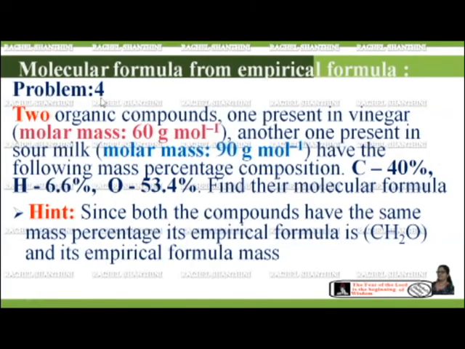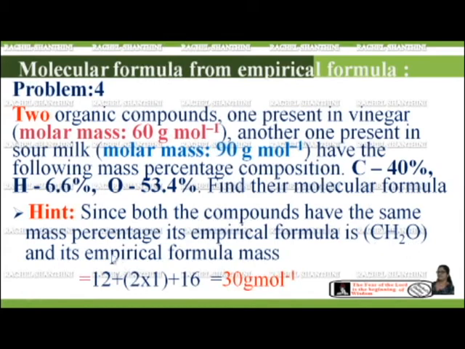Problem number 4. In this problem, we are going to determine the molecular formula from the empirical formula. Two organic compounds, one present in vinegar, molar mass 60 gram per mole, and another present in sour milk, molar mass 90 gram per mole, have the following mass percentage composition. Find their molecular formula. Since both the compounds have the same mass percentage, the empirical formula is CH2O.